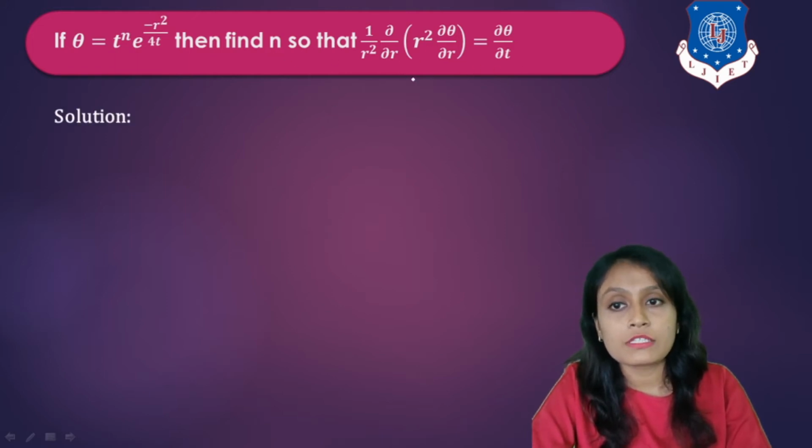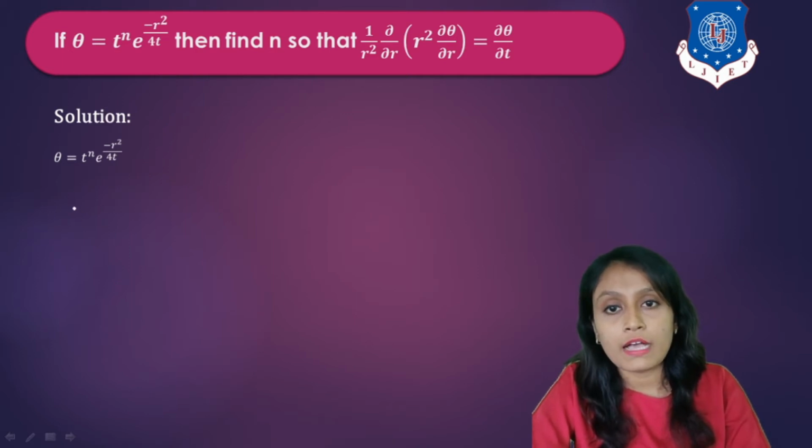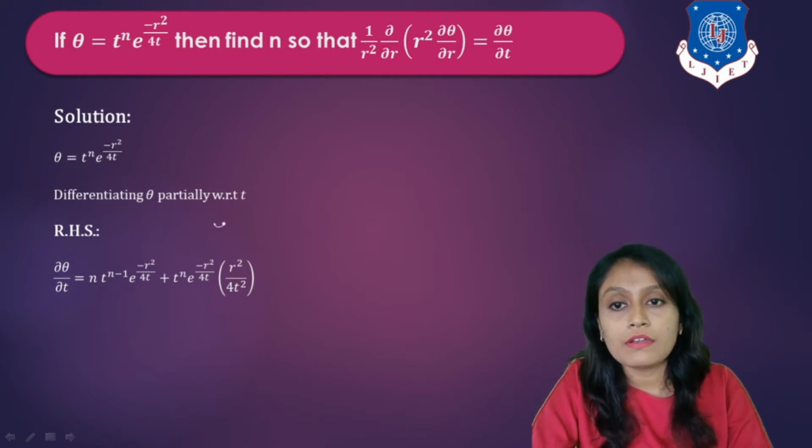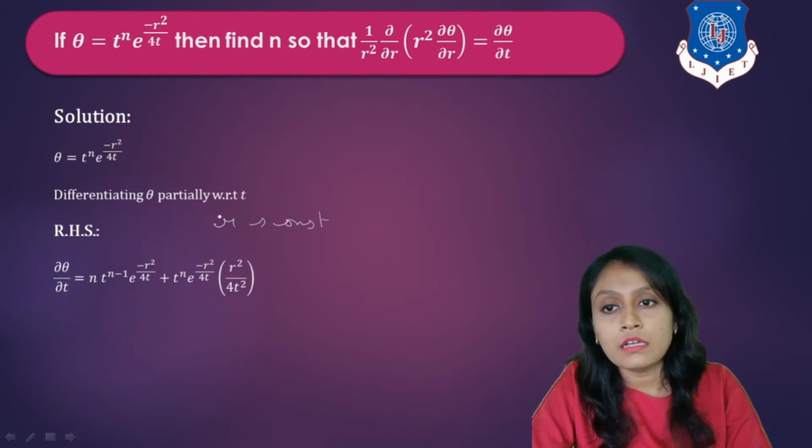So firstly we will solve the RHS. Theta is given, that is t raised to n into e raised to minus r square upon 4t. So firstly we will solve the RHS, that is del theta by del t. For that we will differentiate this theta with respect to t. When we are taking the derivative with respect to t, r will remain constant. So we will keep this r as a constant.